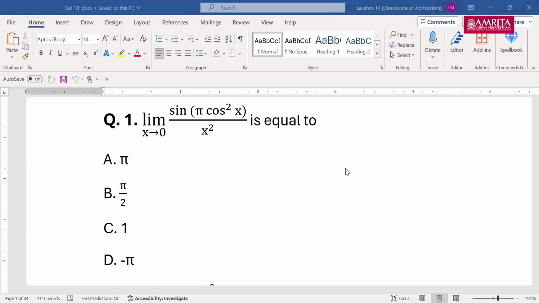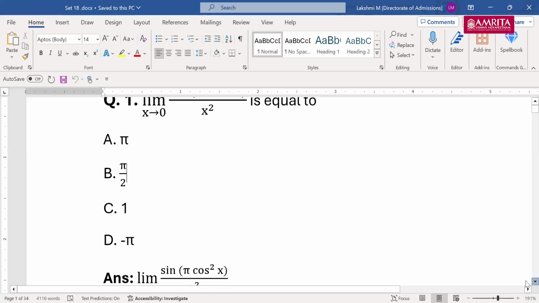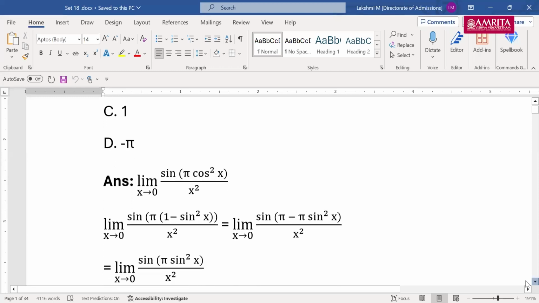I think 15 to 20 students only answered it. We do have more students compared to those who have answered it. It's limit x tends to 0, sine of pi cos square x by x square is equal to. This is also a previous year AAA question, and there might be slight variation in the terms here in this equation. So yes, a very simple question.